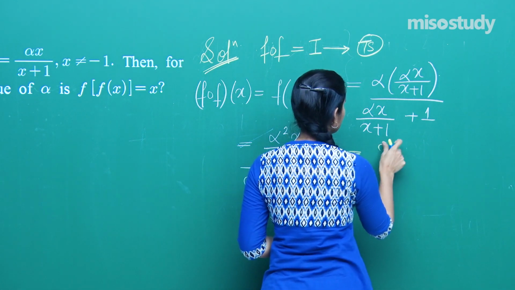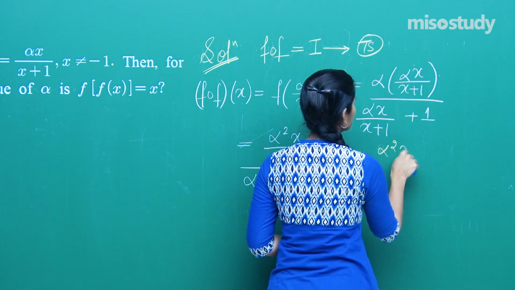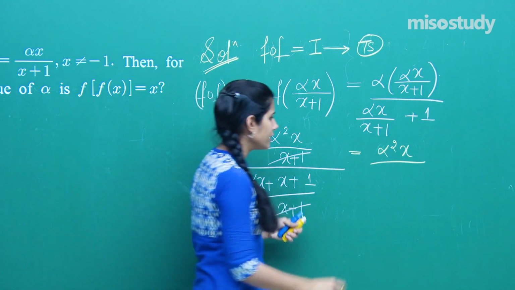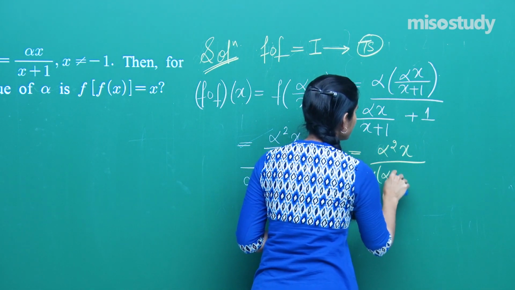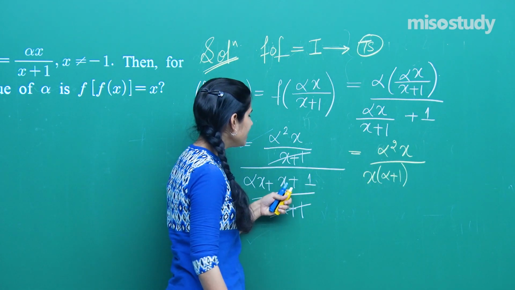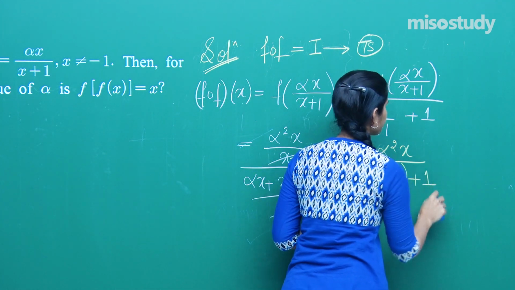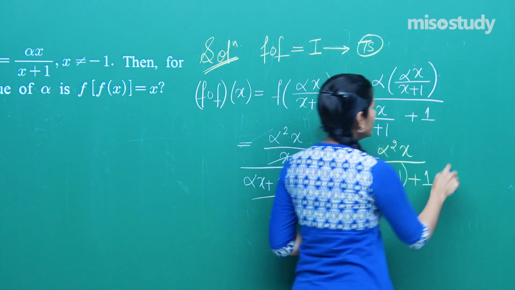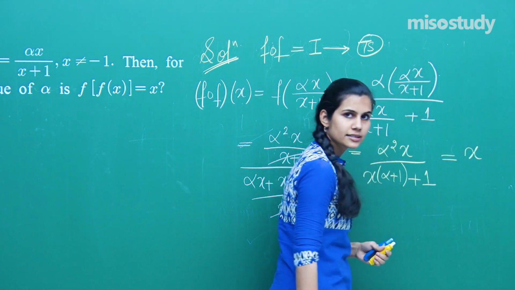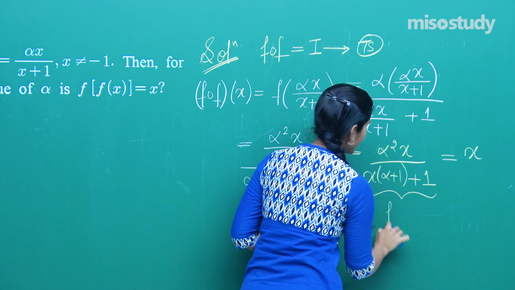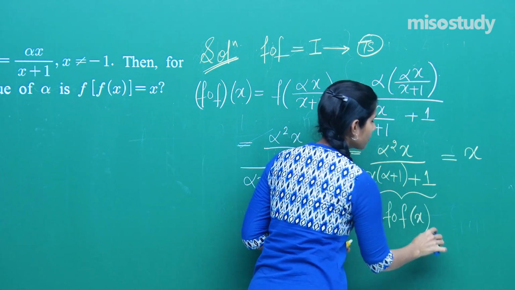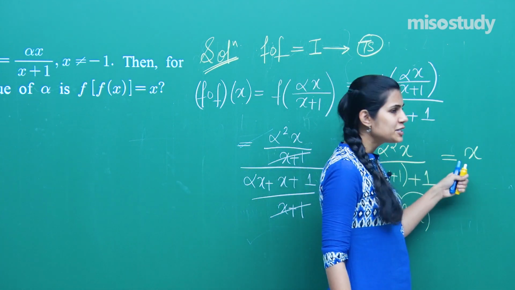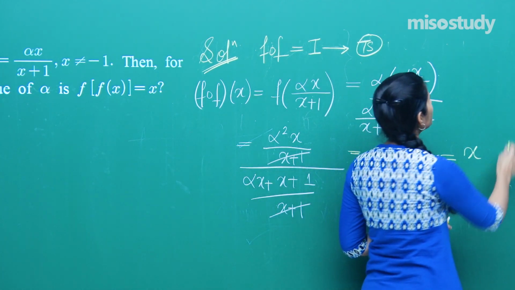You get alpha square x upon alpha x plus 1, so you can take out x common, alpha plus 1 plus 1. If you want FOF of x to be equal to x, this is what is my FOF of x. That is what we have attained by solving it. If I want this to be equal to x, this means what?